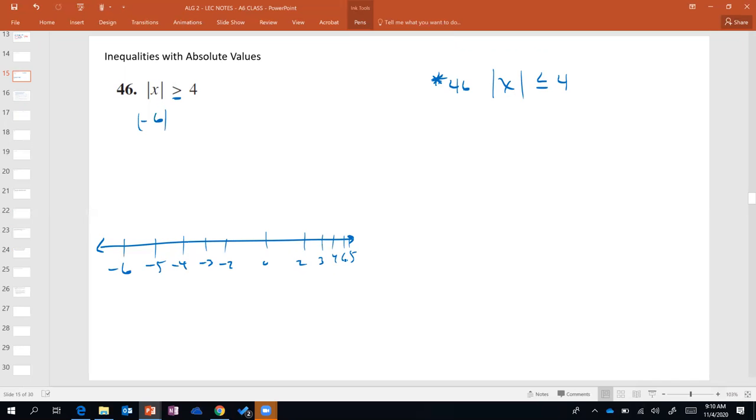Okay, ready? -6 works or does not work? Yes. -5 works or does not work? Yes. Thumbs up for working or not working. -4 works or not works? Yeah, it's going to be equal to that. It still works. Okay, -3. No. Okay, -2, 0, 1, 2, 3, 4. Okay, it starts working again at 4, 5, 6.